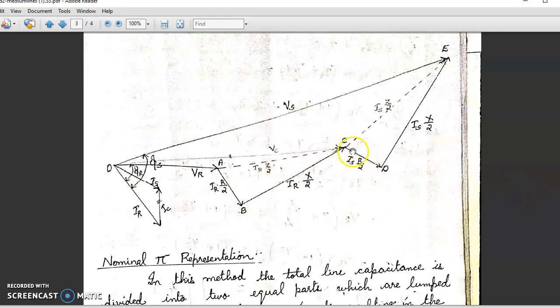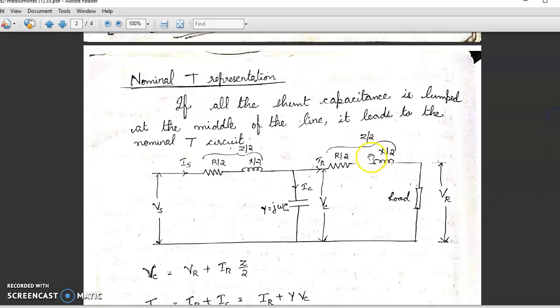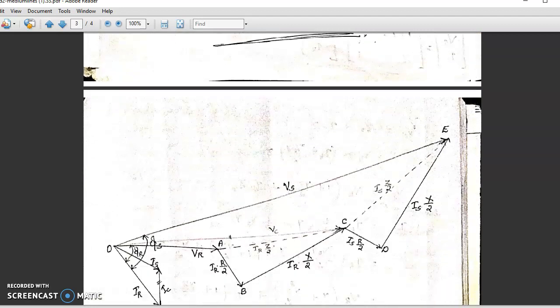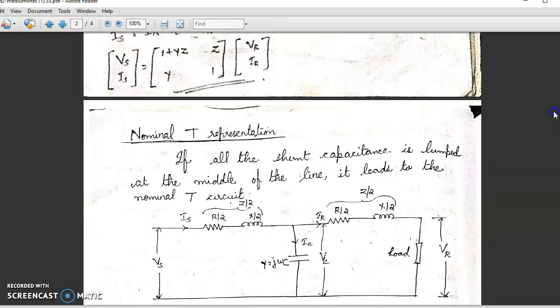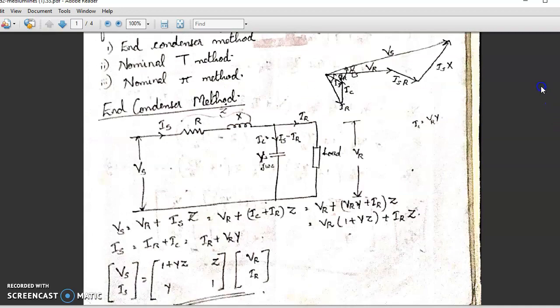After this, you have the current IC from the figure. This is being drawn with respect to the figure. After IR, you have to draw this current IC. Now IC is the current through a capacitor. Now we know the current through a capacitor will be leading its voltage by 90 degrees.